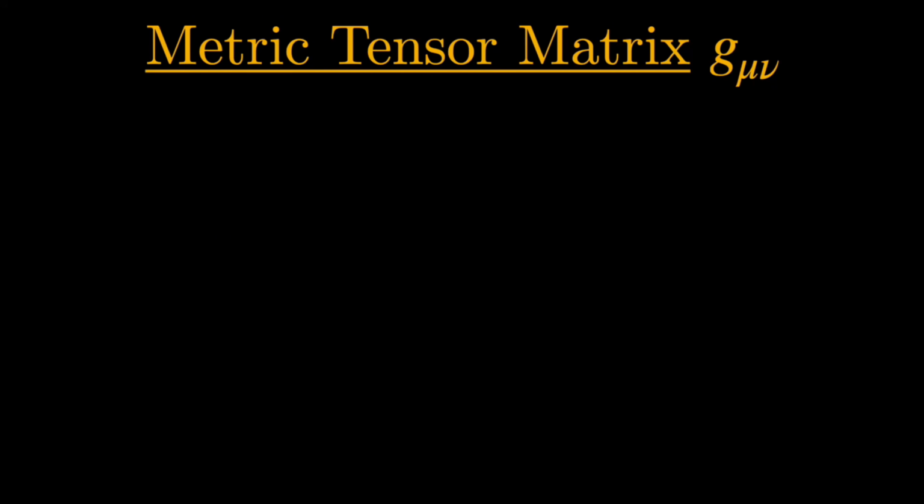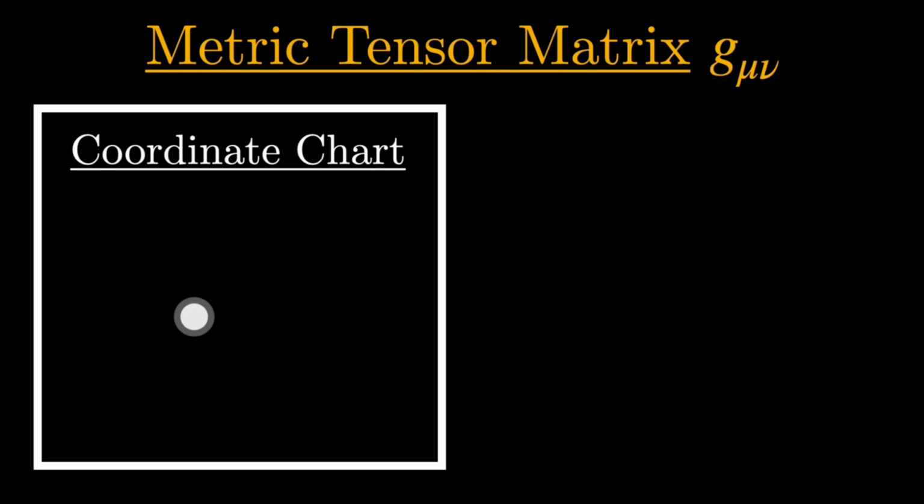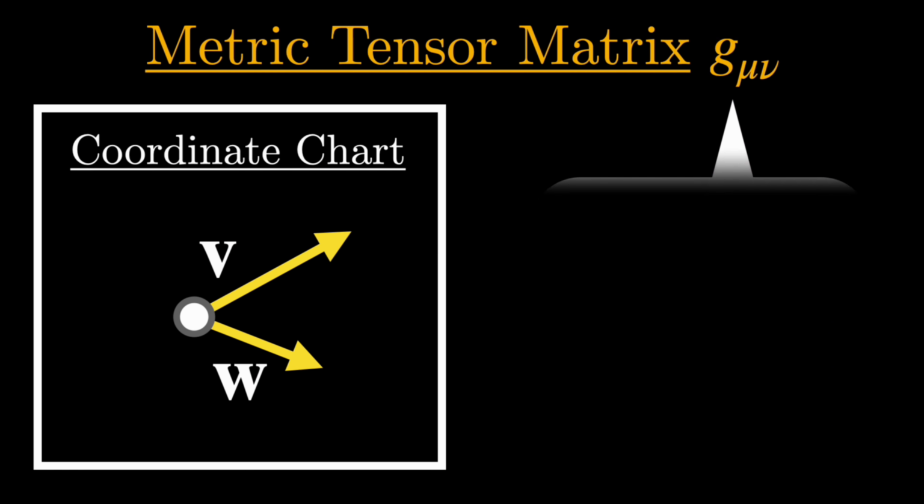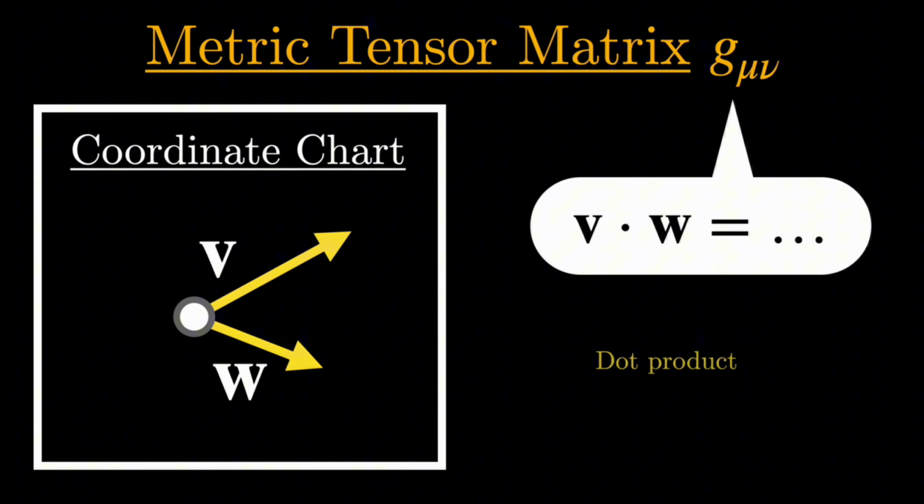Alright, let me stop hyping it up now and just tell you what it does. Now, get ready, because this is going to sound kind of dumb, especially for an object I'm claiming is this powerful. What this matrix does is very simple. Given two vectors stemming out from any point in our chart, it simply tells us how to compute the dot product between them. Trust me, it gets cool, okay?